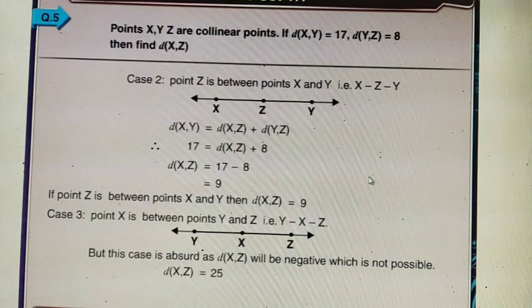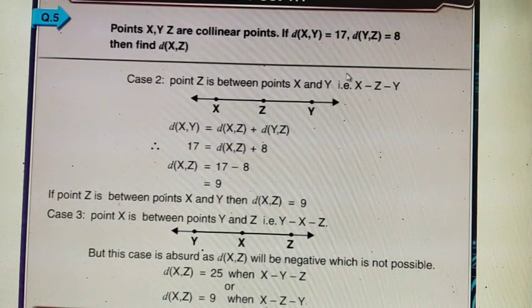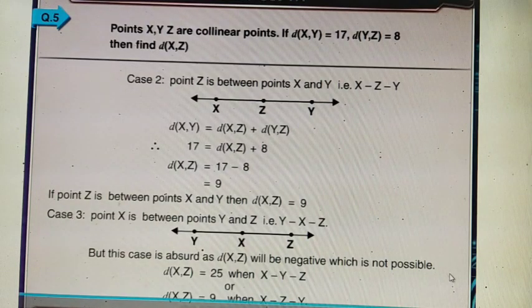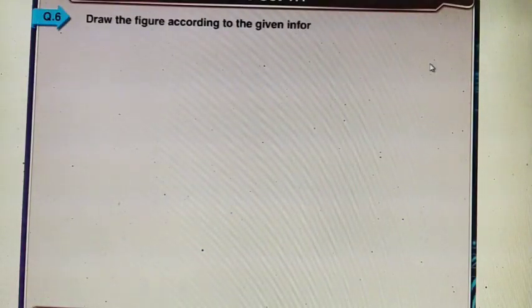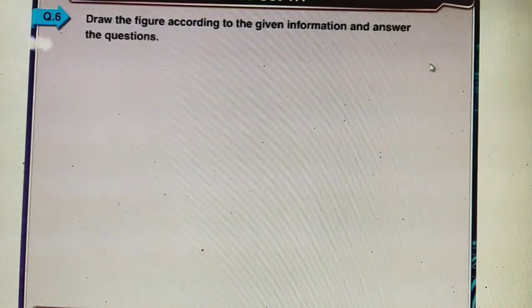Distance XZ is equal to 25 when XYZ, or distance XZ is equal to 9 when XZY. So only two cases are possible. Now let's see question number 6. Draw the figure according to the given information and answer the questions.